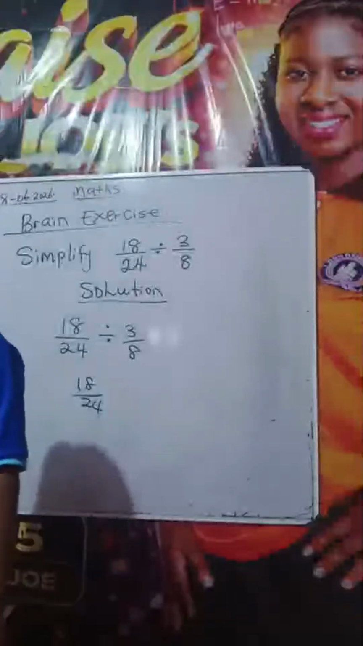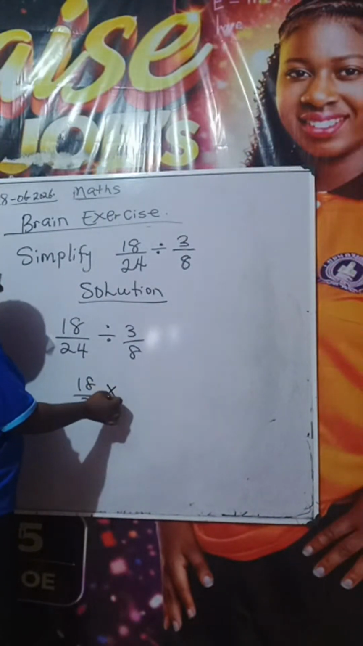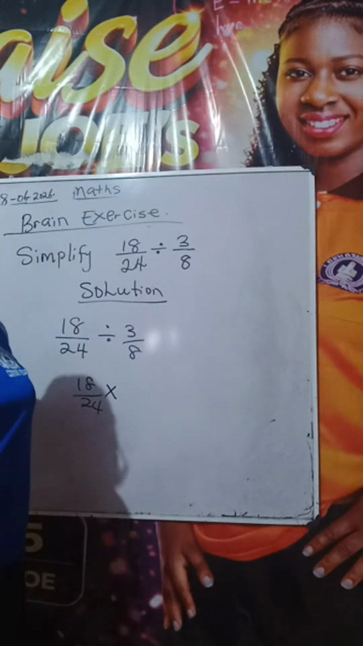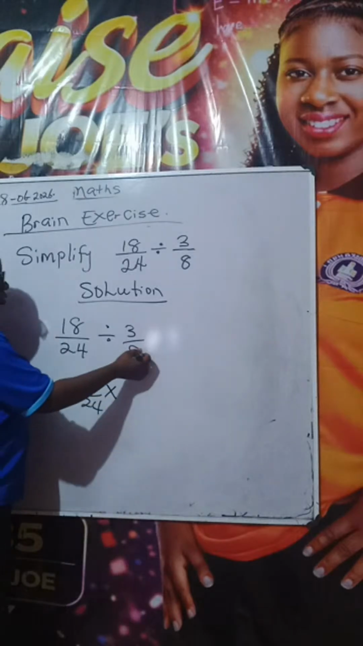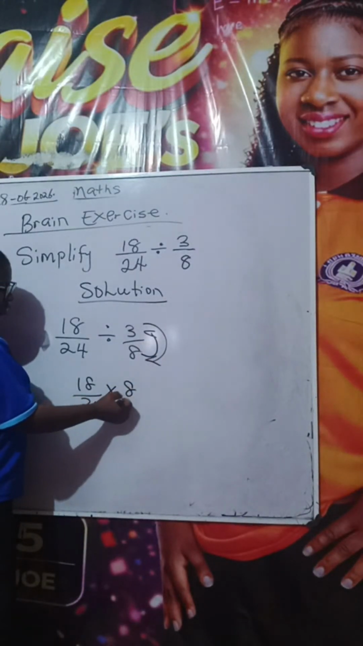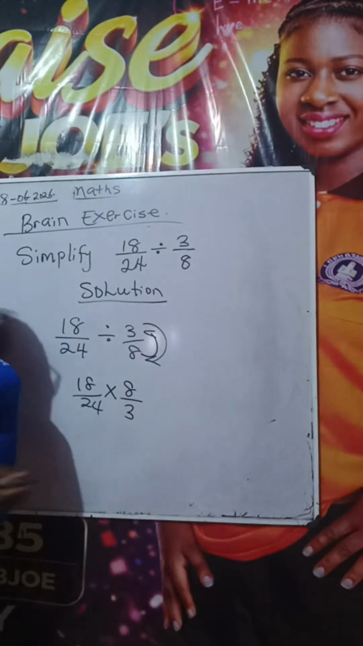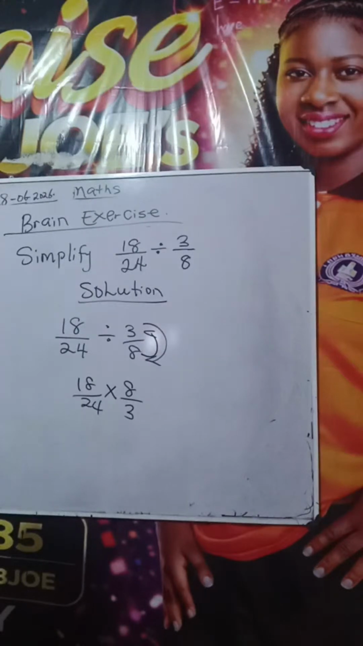Thank you guys. Thank you, Lucky. So this sign will change to multiply. And once it changes, what will I do? 8 will go up, 3 will come down, and that will give me 8 over 3. Do you understand why it is 8 over 3? You have to swap this. You have to take the reciprocal. Did you get it?